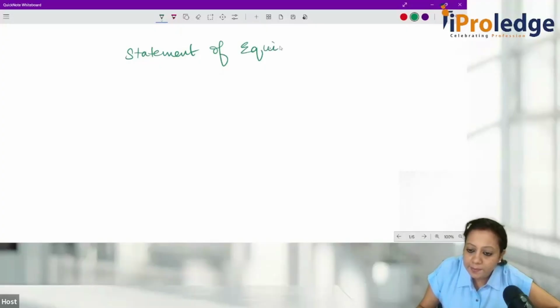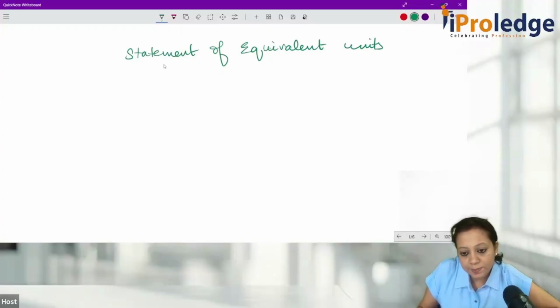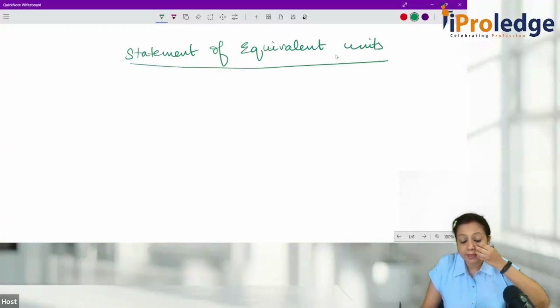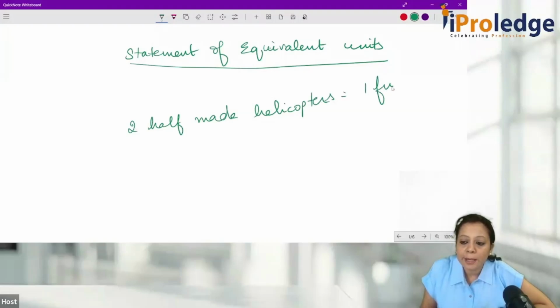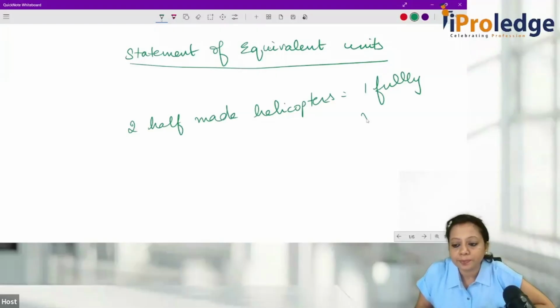equivalent units. What is this going to be? Let us understand. Before I proceed, some children have a confusion about what equivalent units are. Just for an understanding, two half-made helicopters can be considered as one fully made helicopter.